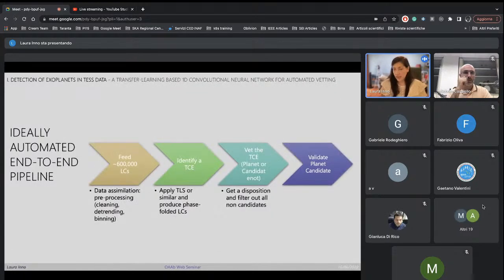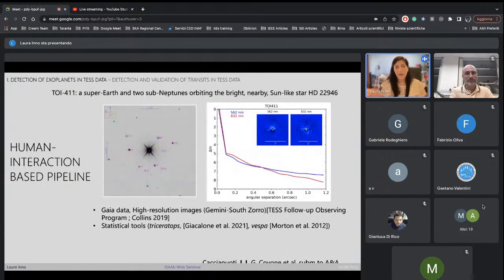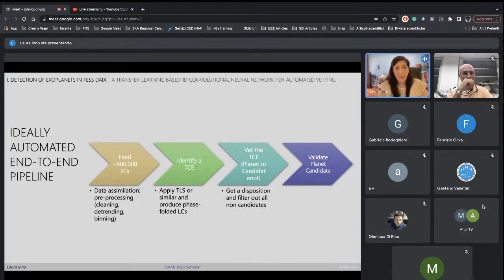So as you can see, this is a very time-consuming process, and it's highly based on human interaction. That's why what we really want, ideally what we would like to build at the end, is a completely automated end-to-end pipeline in which we feed the light curves and get to this disposition. So that's our final goal.